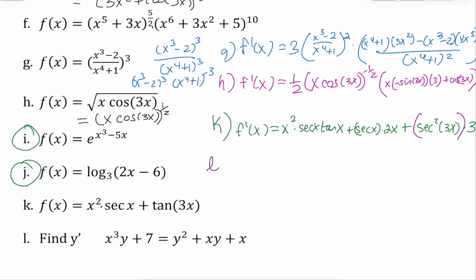Now let's go to L. Now it says to find y prime. You'll notice that our x's and y's are all mixed up. We're going to have to use implicit differentiation. Every time we take a derivative of a y, tack on a y prime. That's the only thing you have to remember. If it's a y that you've just taken the derivative of, tack on a y prime, okay?